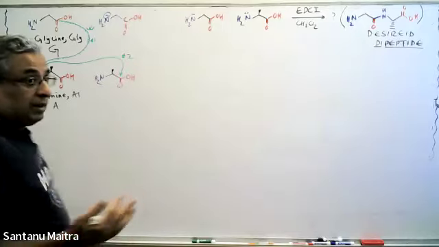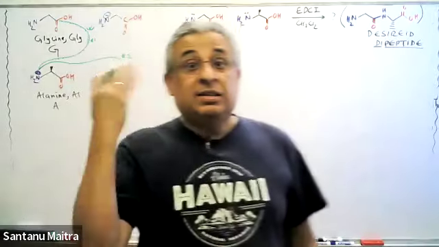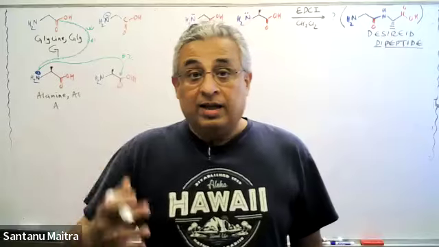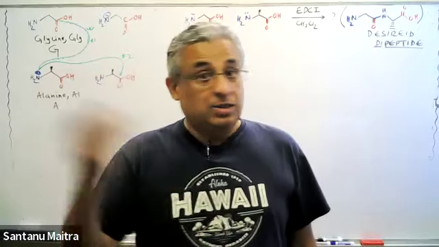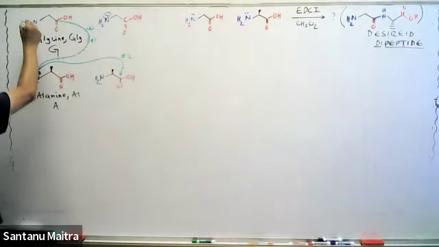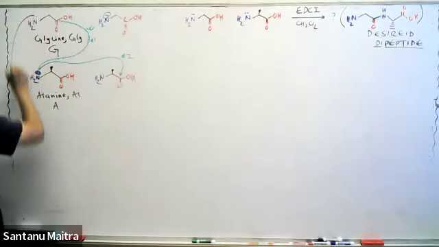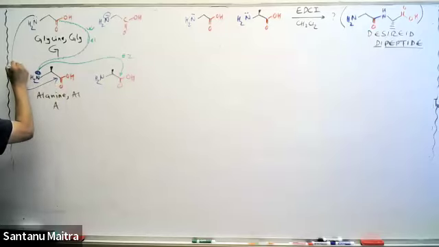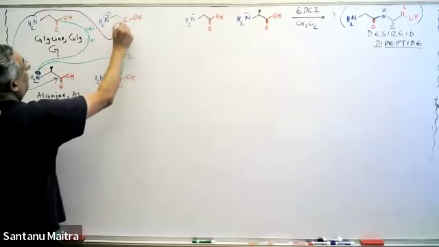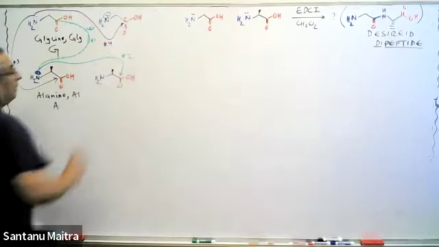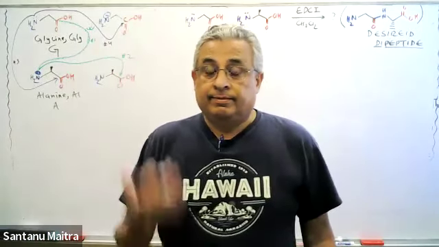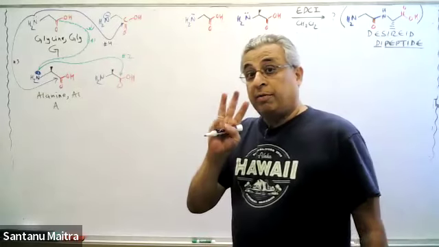And then what's the guarantee that glycine's amine cannot attack alanine's tail, or glycine's amine cannot attack its own tail? That will happen too. So let's draw it in a different color. So this guy can do that. This is number three possibility. And this guy can also do that. That's number four possibility. That can happen. Four different products can happen.